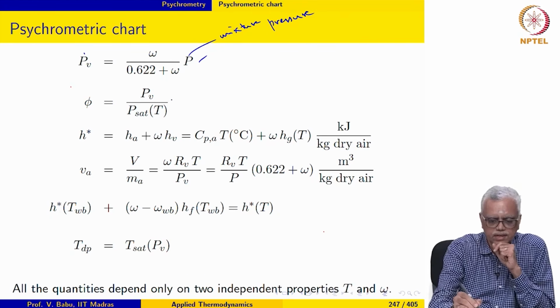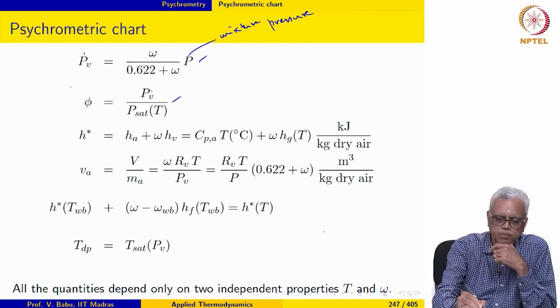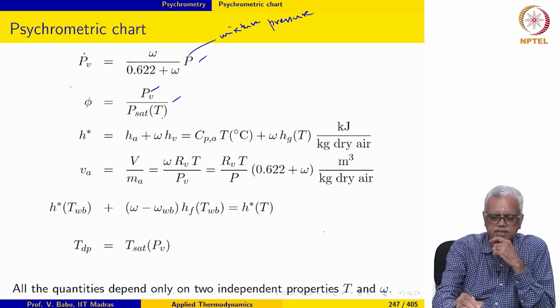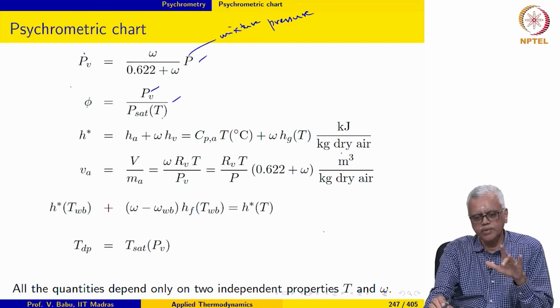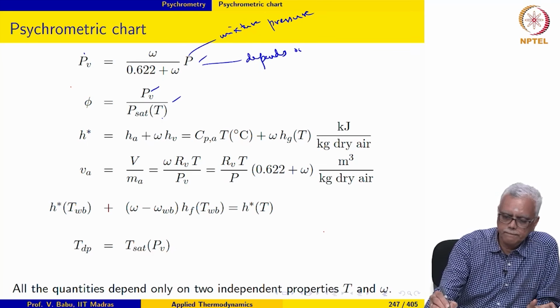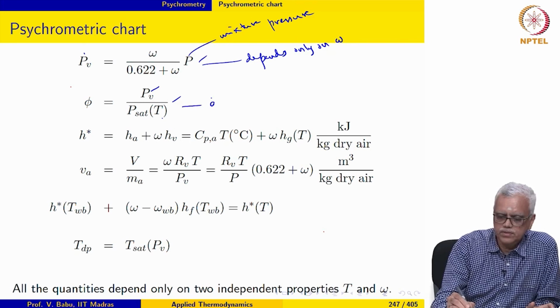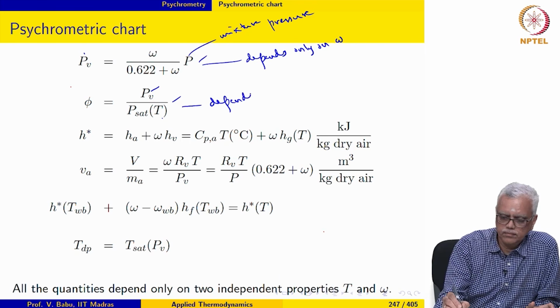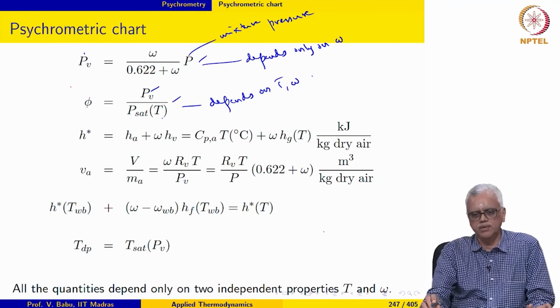Now, relative humidity phi is nothing but Pv over P sat of T. Pv here depends on omega, and P sat depends on T obviously. So phi depends on both omega and T. So we may write that phi depends on temperature T and omega. By temperature, what we mean here is the dry bulb temperature.